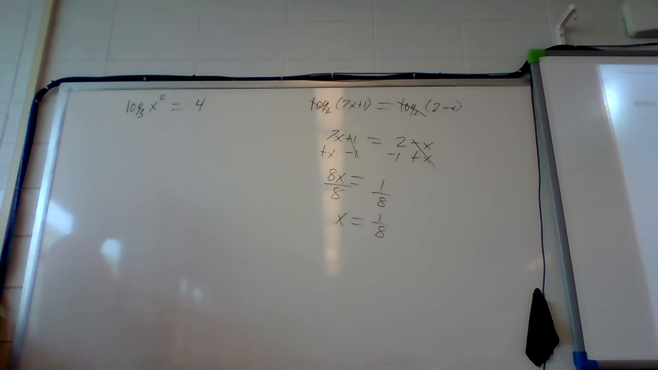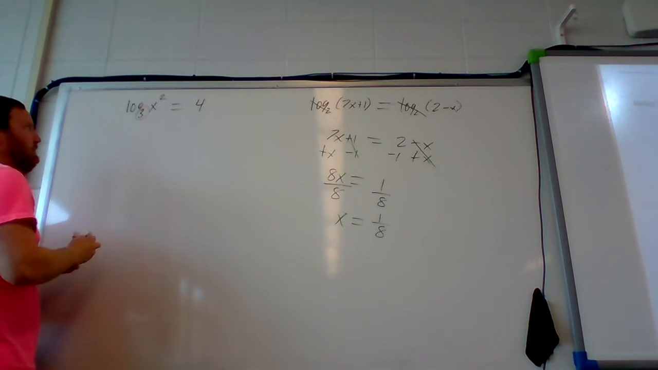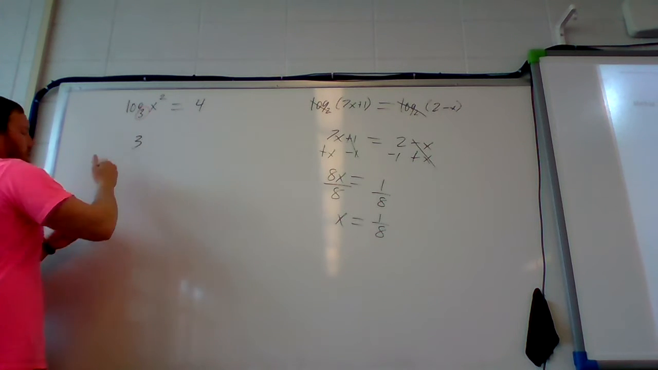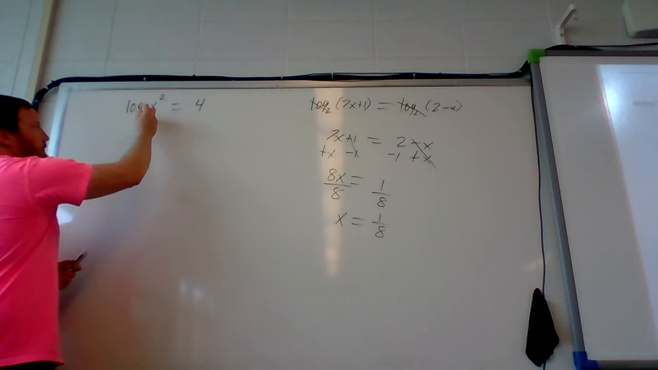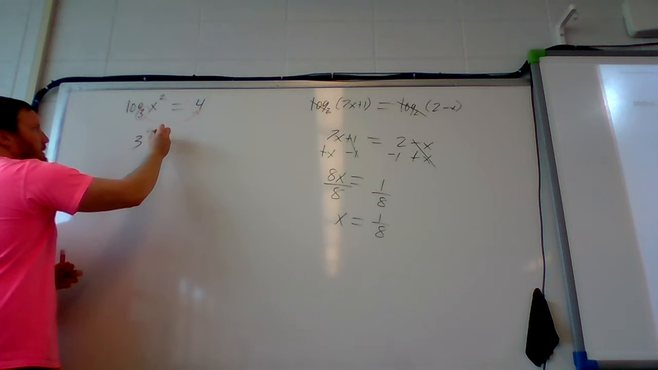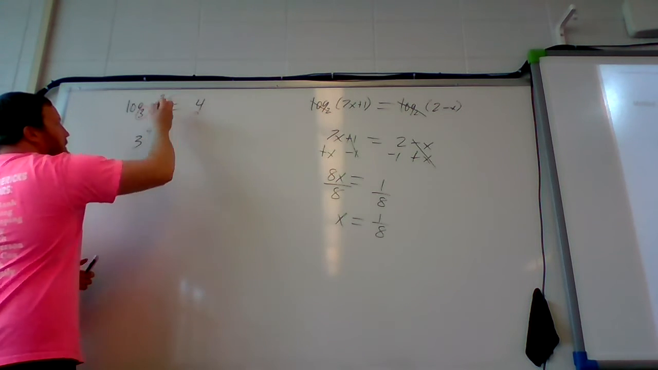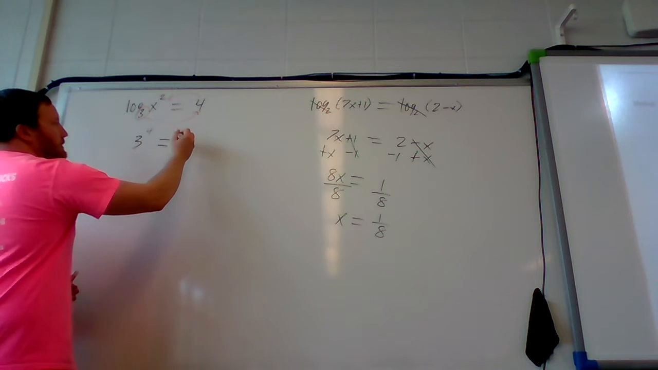So again, to rewrite a logarithm, we can follow that loop trick. Start with our base. So our base is 3, raised to the 4th power. So again, going counterclockwise, equals, come back around, our x squared.